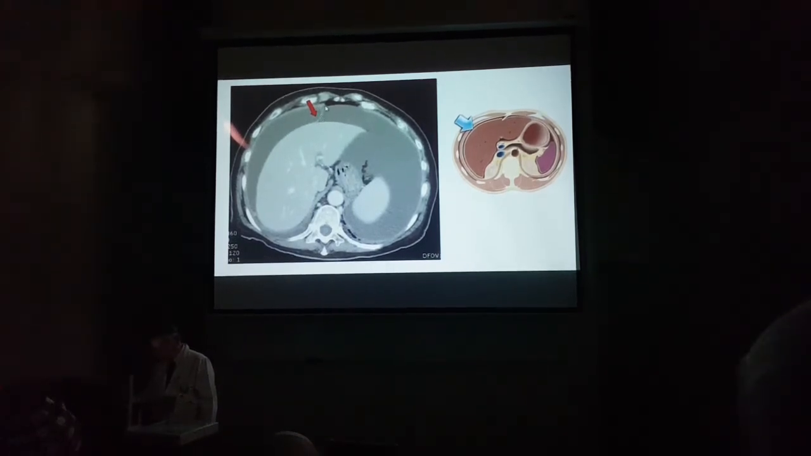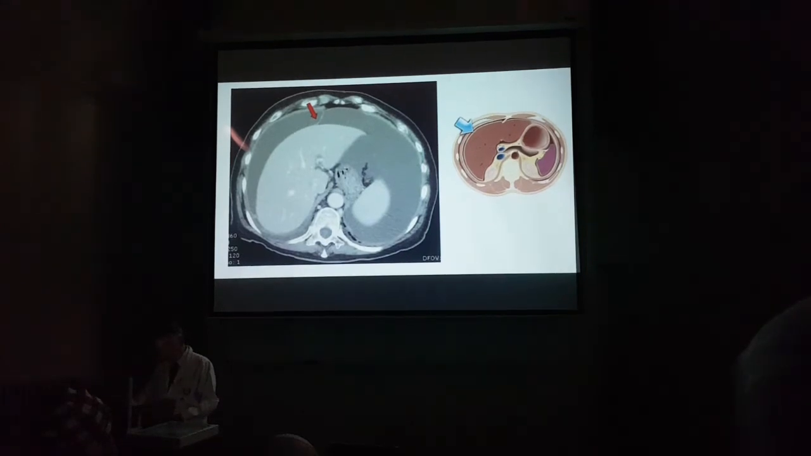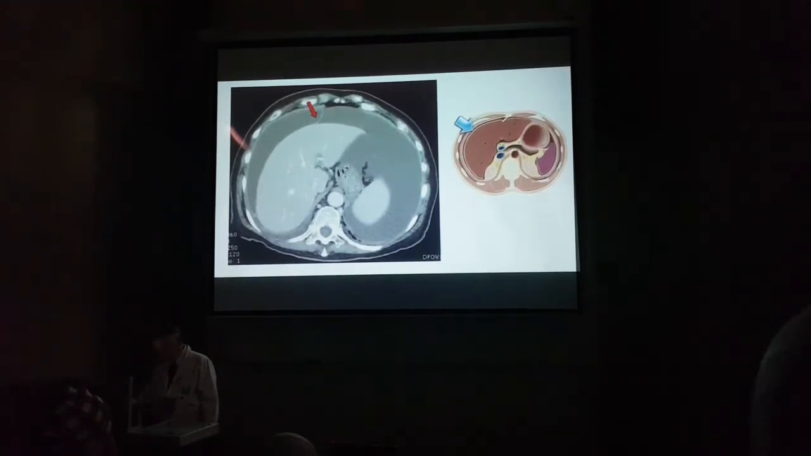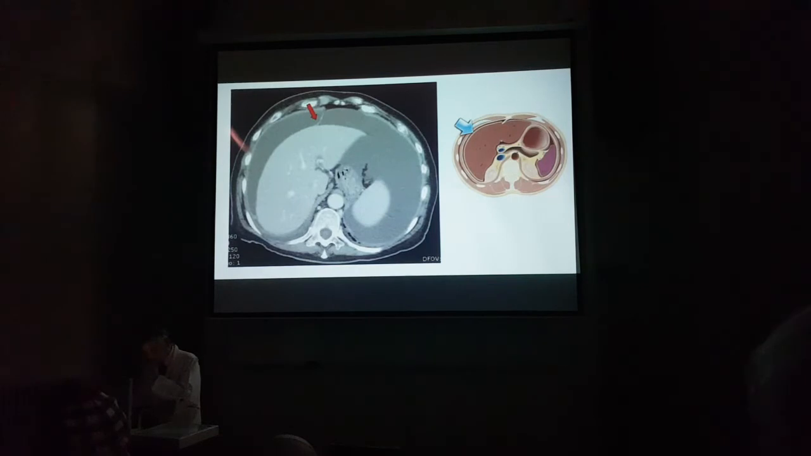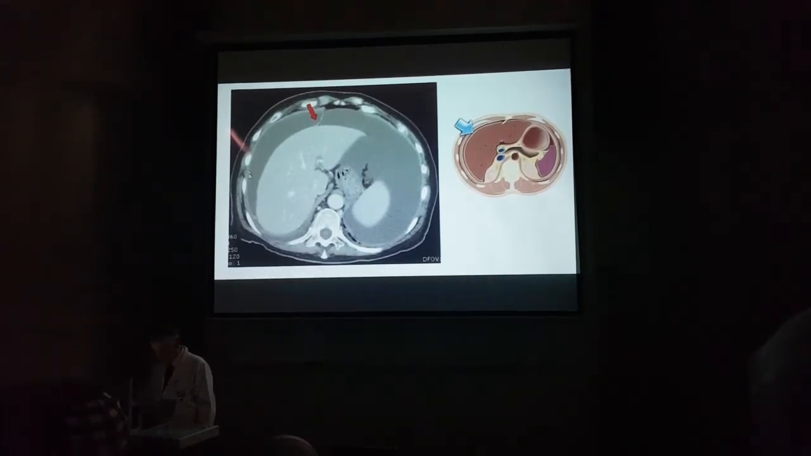This is the falciform ligament. This is a CT scan of a patient. This is the liver. This patient has fluid filling the abdomen, and this is a space to the right of the falciform ligament, which is at the tip of the red arrow. So this is the anterior subphrenic space, and this is the posterior subphrenic space.